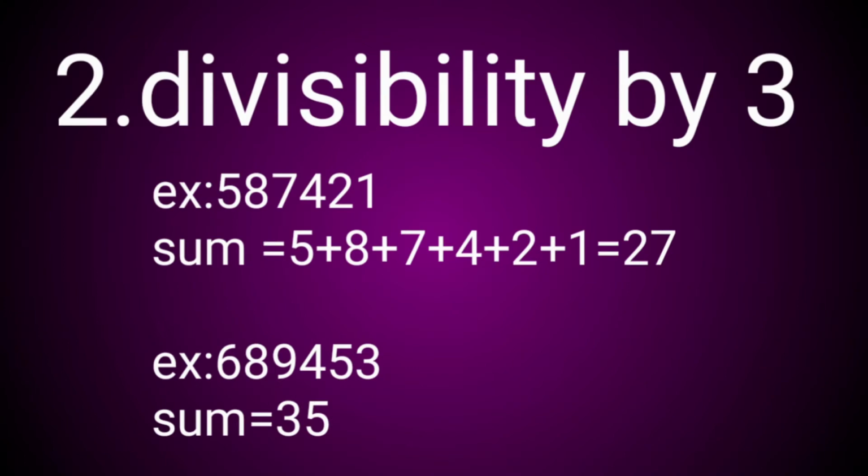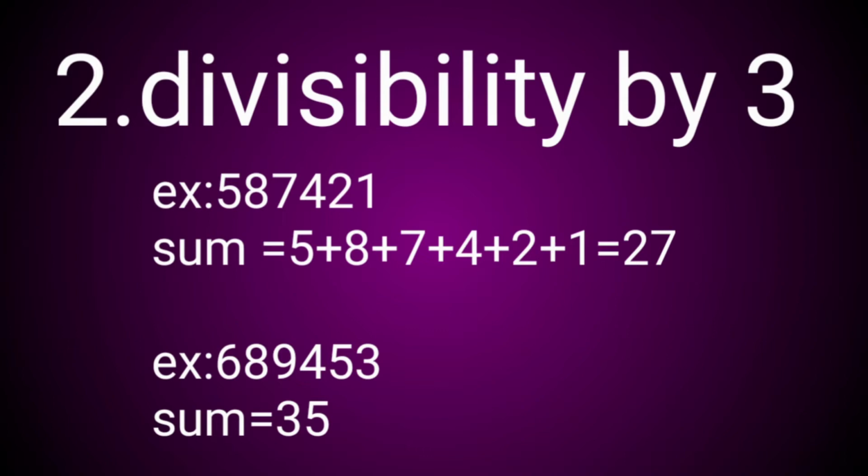The next rule, divisibility by 3. A number is divisible by 3 only when the sum of its digits is divisible by 3. Let us take one example. 587421. The sum of the digits is 27. Yes, 27 is divisible by 3. So 587421 is also divisible by 3.